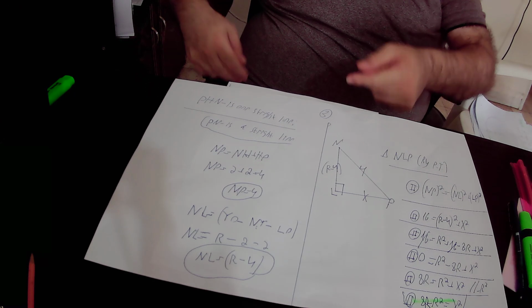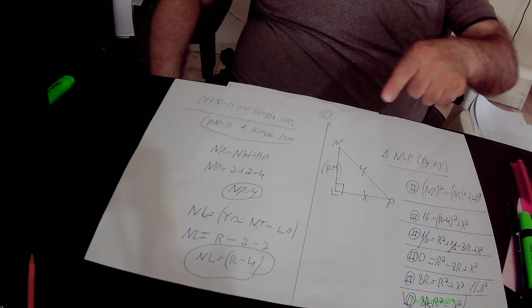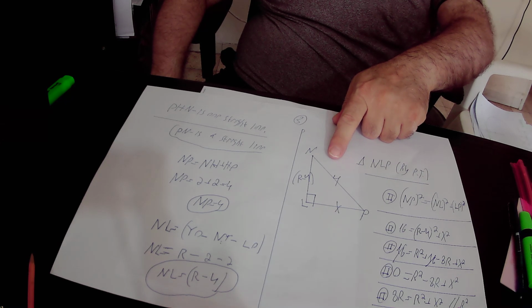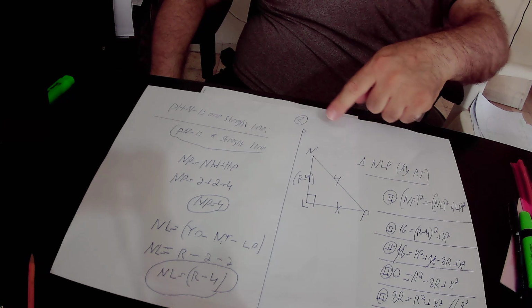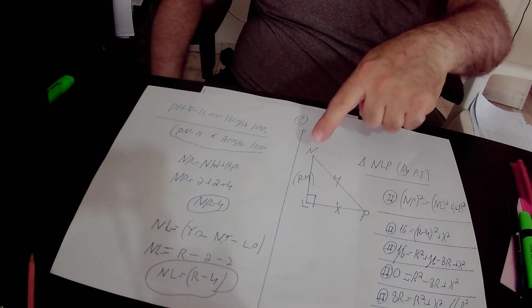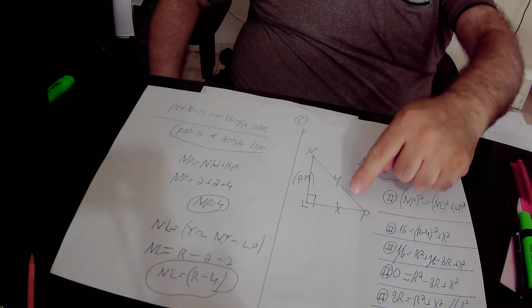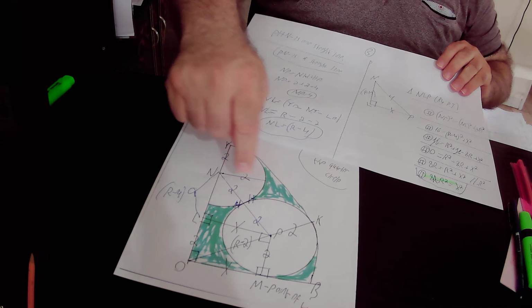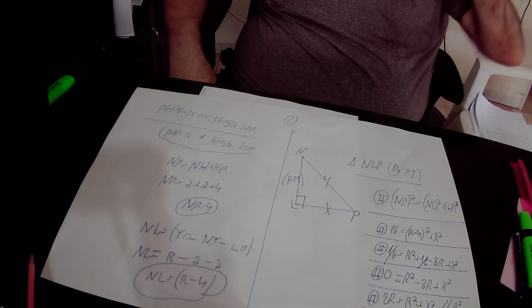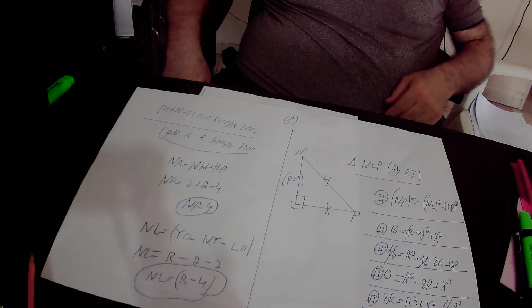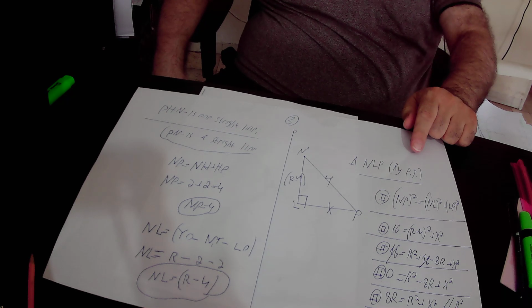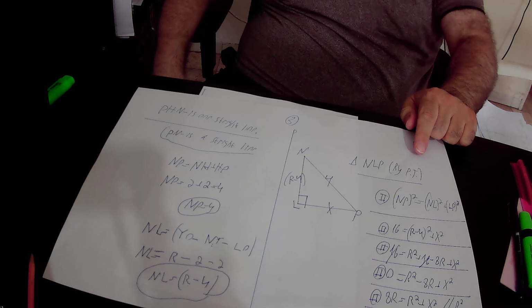So I copied the right triangle NLP in this new page and implemented the Pythagoras theorem on this triangle, the right triangle NLP. We have already found out that NL equals capital R minus 4, LP equals x, and the hypotenuse NP equals 2 plus 2, that is 4. Then we implemented the Pythagoras theorem on the right triangle NLP.